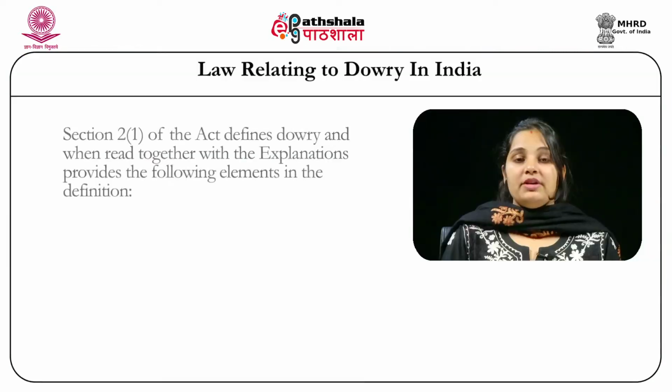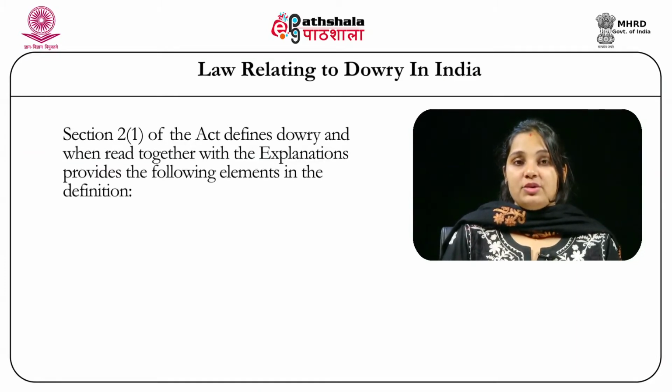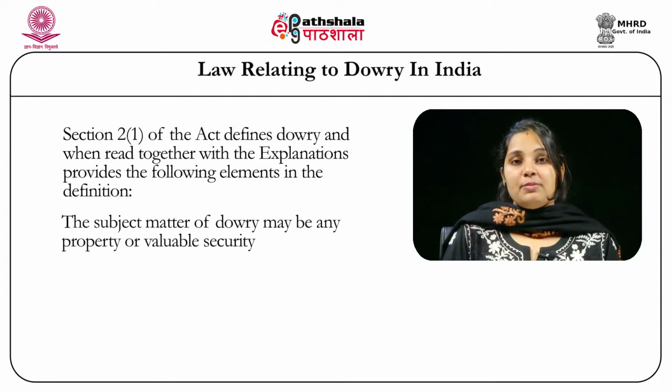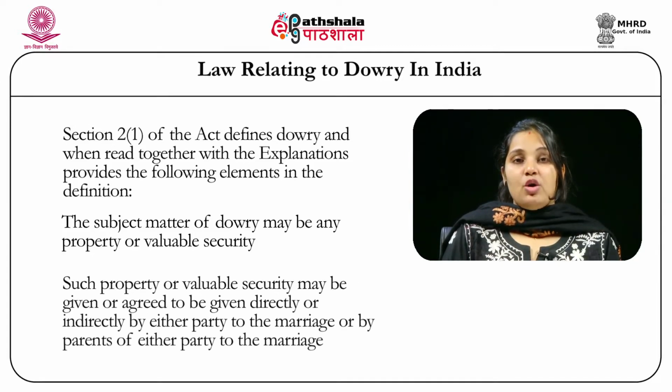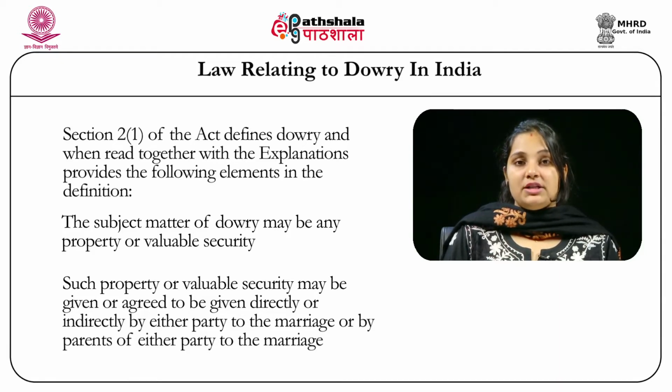Now, to begin with, I would like to discuss with you the Dowry Prohibition Act of 1961, in which section 2(1) of the act defines the term dowry, and when read together with the explanations, it provides the following elements in the concept of dowry. First and foremost, the subject matter of dowry may be any property or valuable security. Such property or valuable security may be given or agreed to be given directly or indirectly by either party to the marriage or by parents of either party to the marriage.